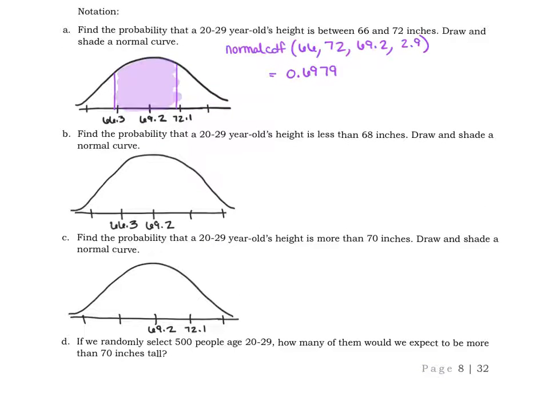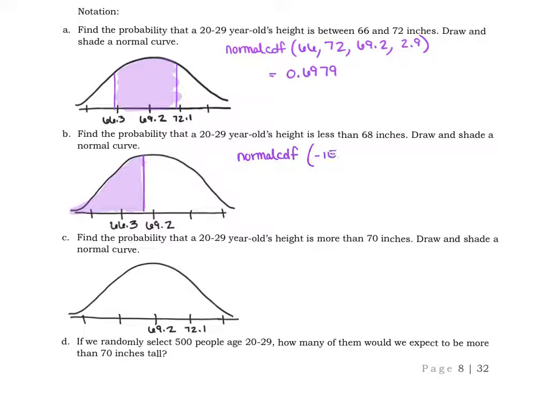Find the probability that the 20 somethings' heights are less than 68 inches tall. So again, just estimating 68 inches being right about here, and less than, we're finding the area to the left. So again, we are back to finding a normal CDF. We want the probability. There is no lower bound, okay? If we've got a 20 something that's super short, that's fine. They get to keep that.